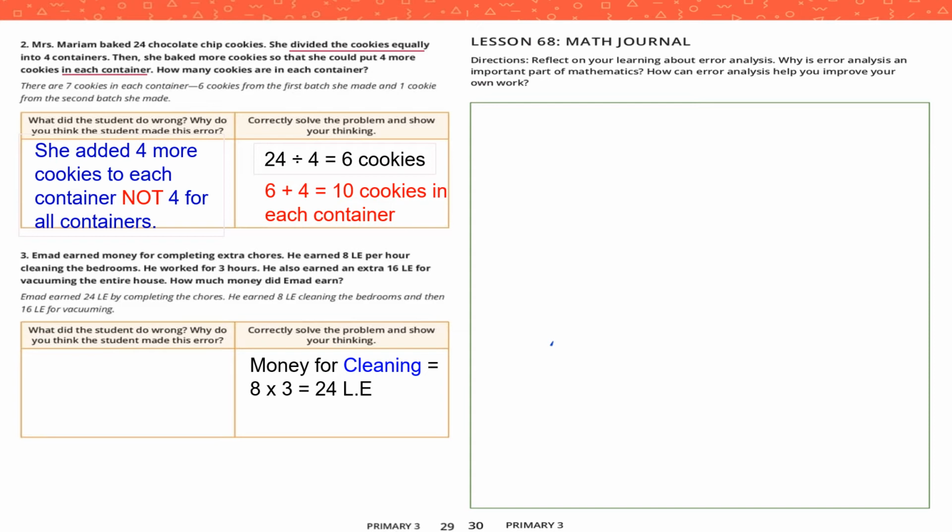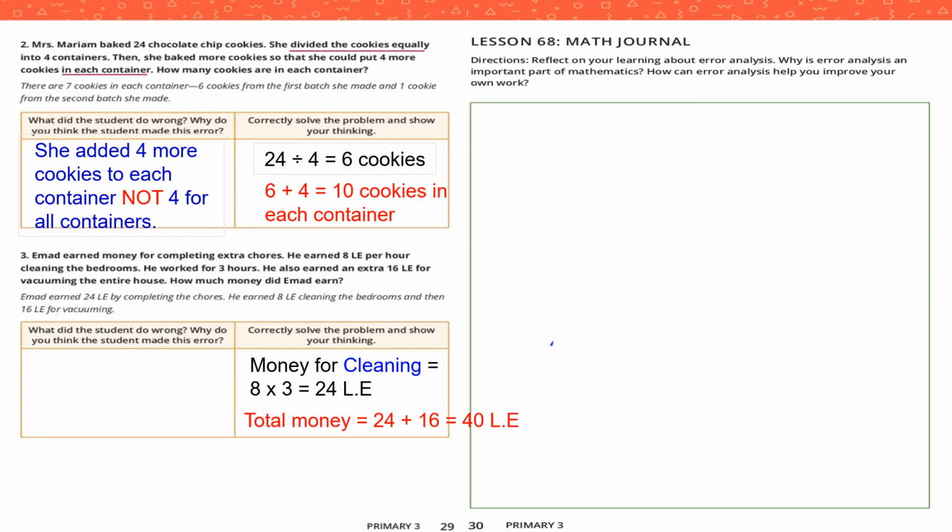He also earned an extra 16 for vacuuming the entire house. So we have 24 plus 16 equals 40 LE. He is asking how much money Ahmed earned in all. Okay, so in all he earned 24 plus 16 equals 40.